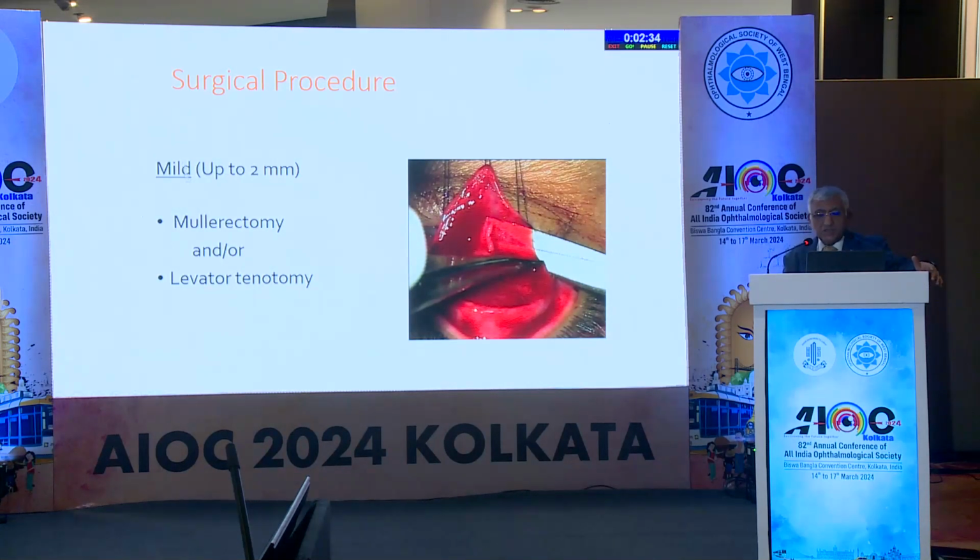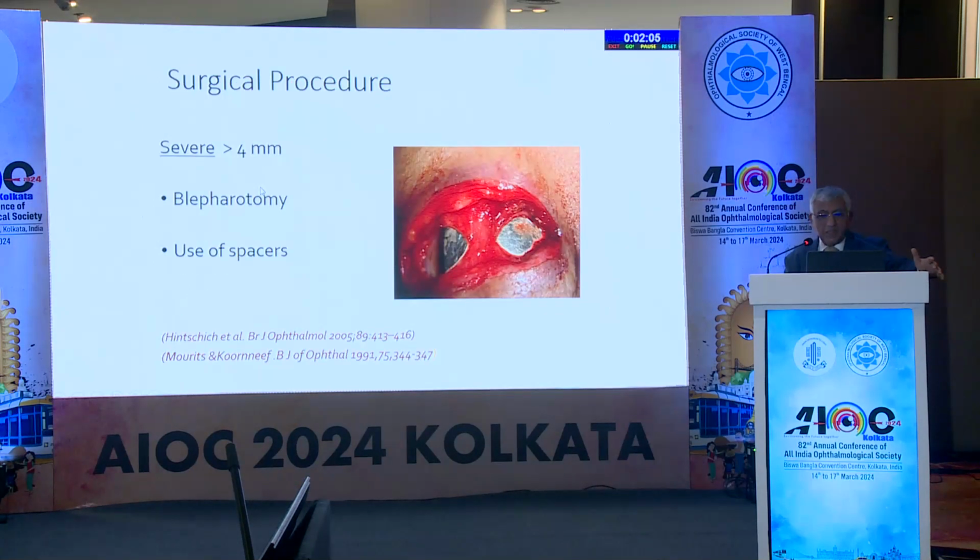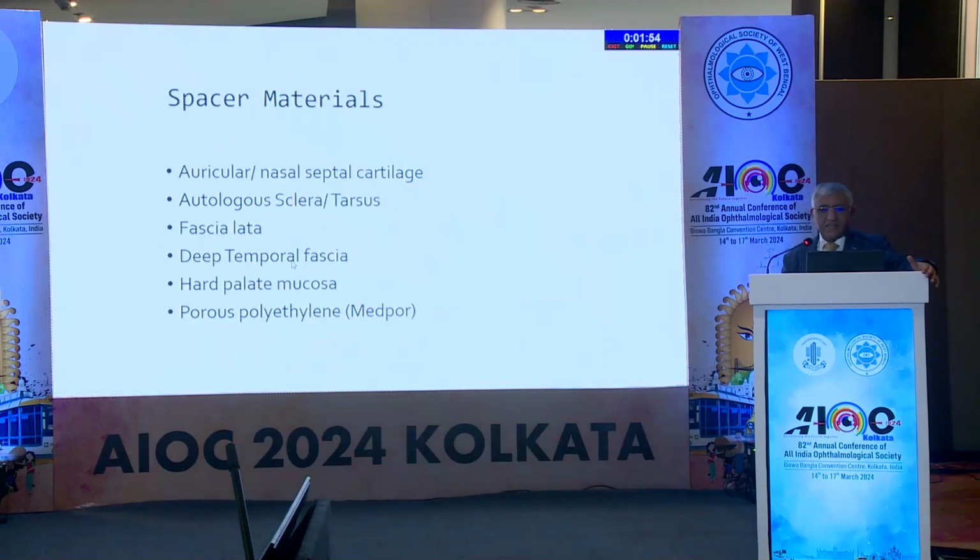Choice of surgical procedure for mild cases up to 2 millimeters is usually Müllerectomy, but sometimes for contour correction you may need a levator tenotomy as well. In moderate cases, you often need to combine Müllerectomy with levator recession or tenotomy, or a blepharotomy is then the procedure of choice in the severer grades of up to about 4 millimeters or more. And if it is more than 4 millimeters, then blepharotomy is possibly one choice, but in very severe cases, spacers possibly become integral to the procedure.